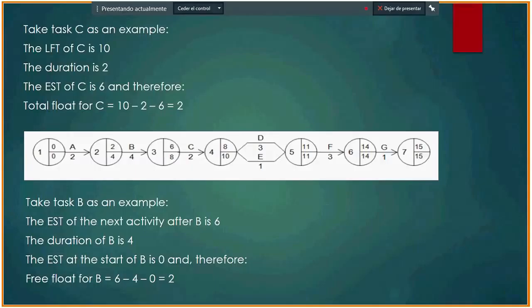Take task B as an example. The IST of the next activity after B is 6. The duration of task B is 4, and the IST at the start of B is 0, and therefore the free float for B is 2.